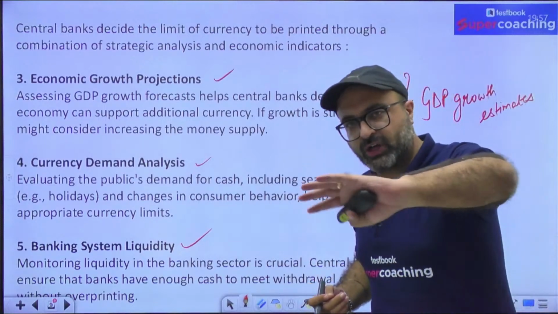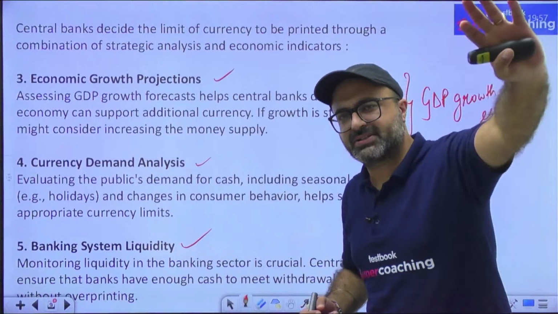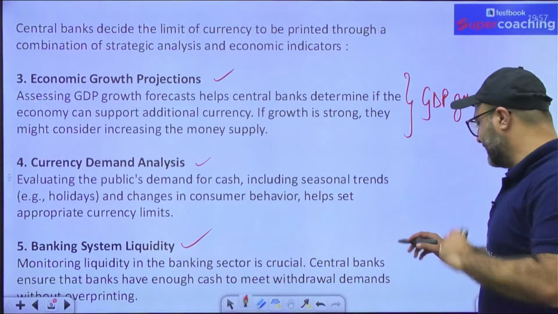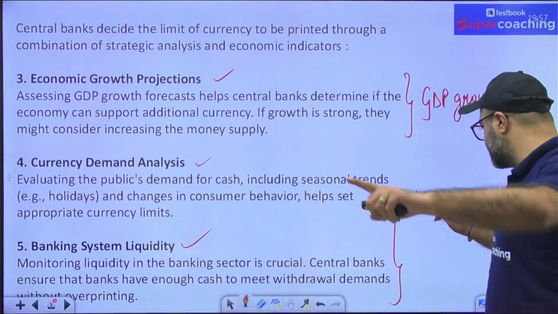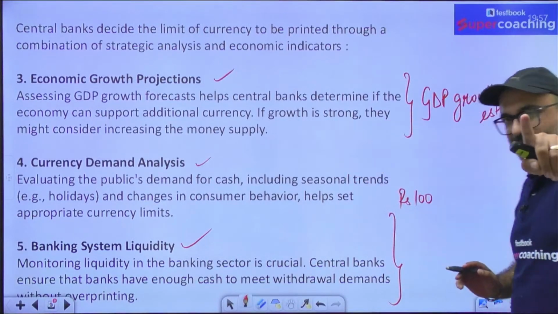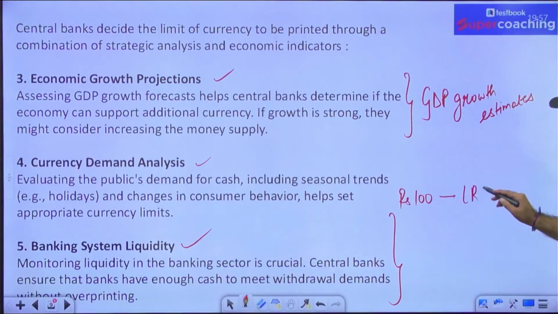Let's say 100% of your economy is cashless economy. There is no cash. Entire transaction is done through bank. In that case, if 100 rupees is deposit, just 100 rupees is deposit, please pay attention, out of which liquidity reserve ratio, that means CRR and SLR collectively is 20%. You know, this 100 rupees is capable to create how much credit?